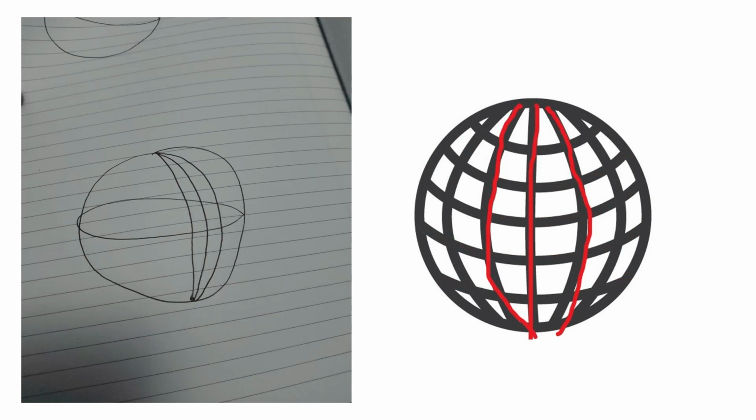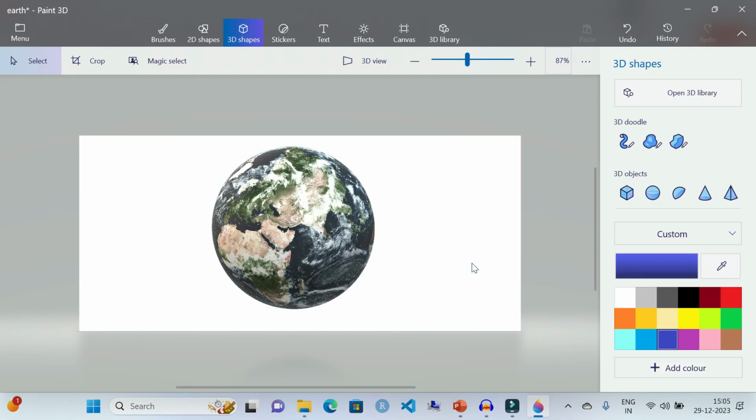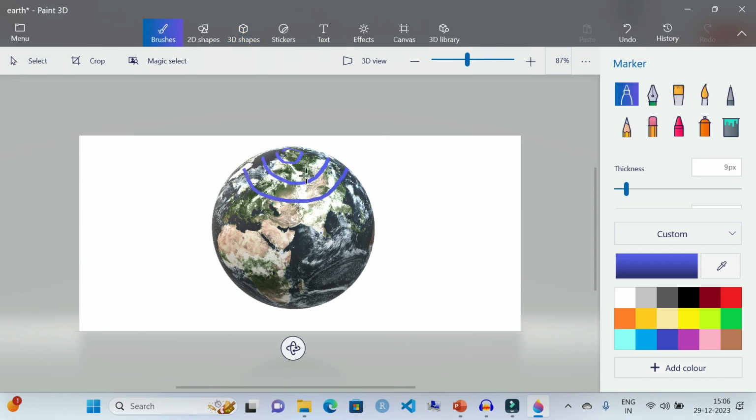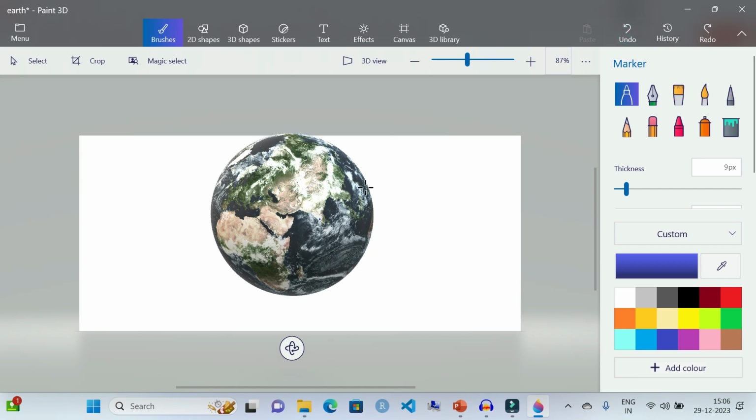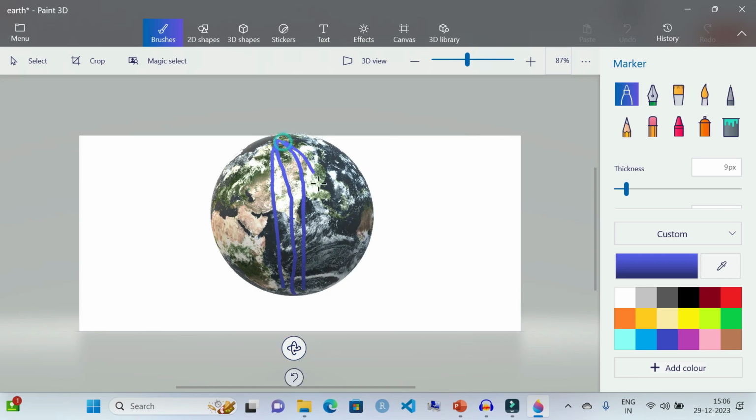Let me show you the demo. This is the Earth's surface and I draw the latitude first. If you draw like that, we draw 180 lines. If you draw longitude likewise, this is called longitude, and likewise we draw 360 lines.